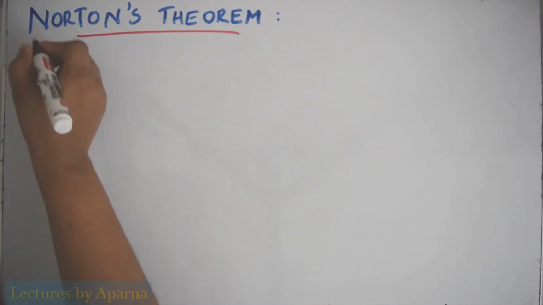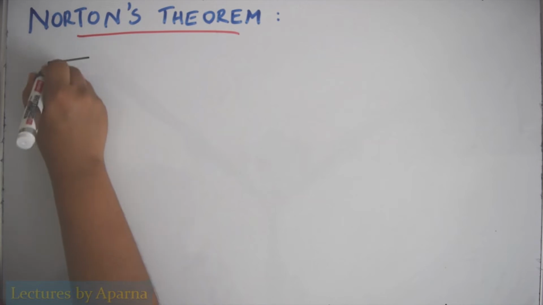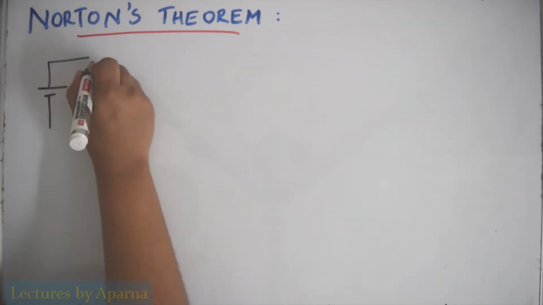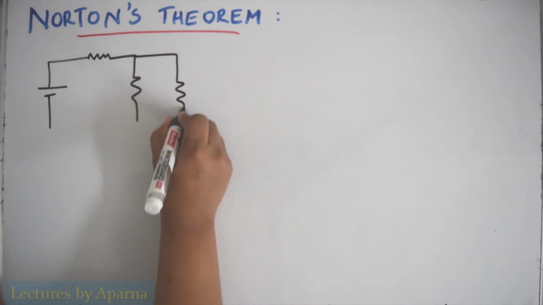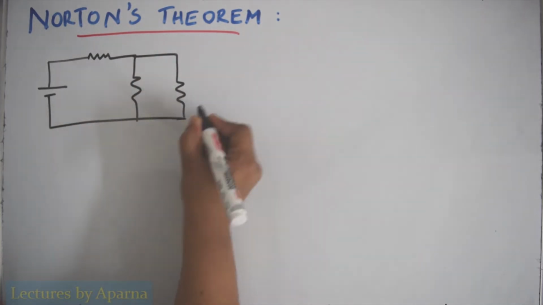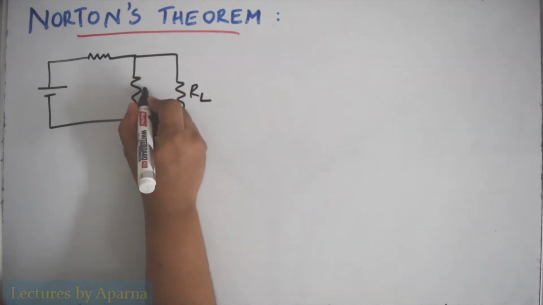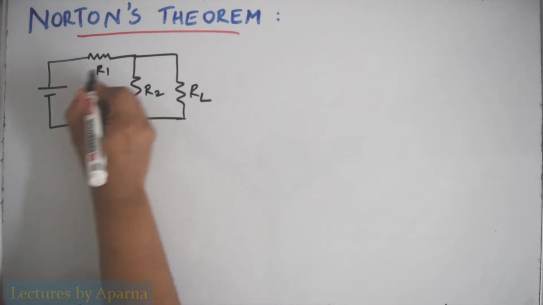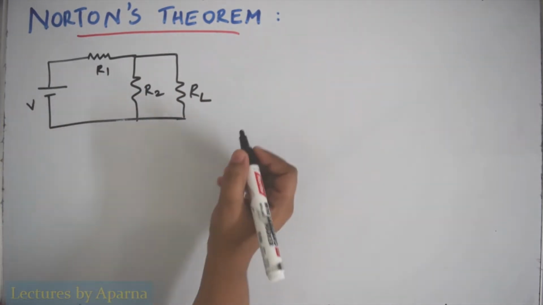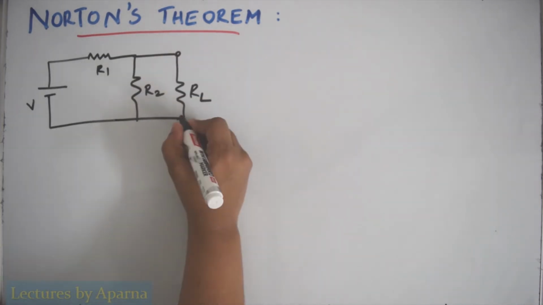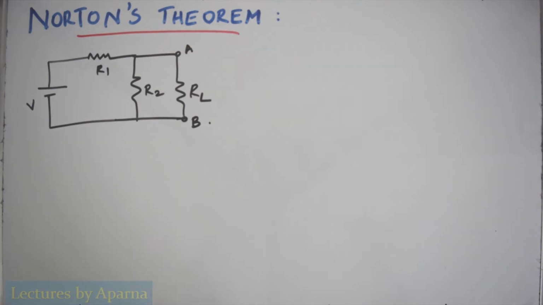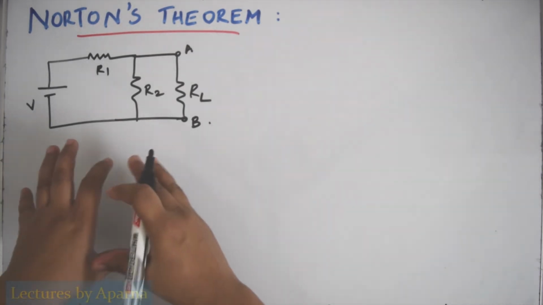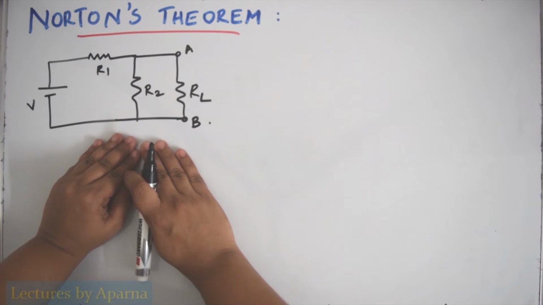So consider I'm having a circuit like this. Let this be a circuit. This is RL. Let this be R2, R1 and voltage. This is the terminal A, B. So we have to find the Norton's equivalent circuit of this circuit.